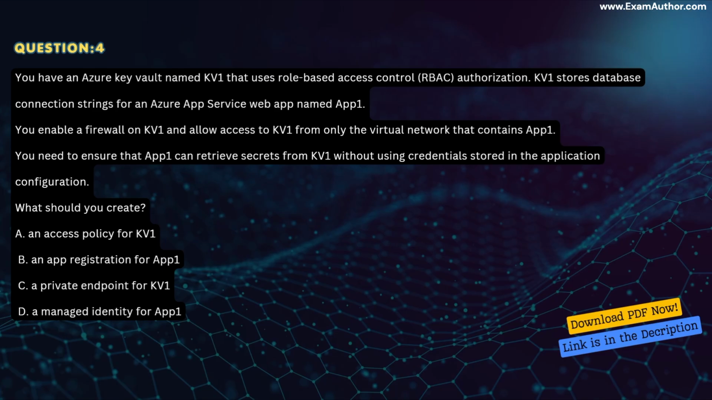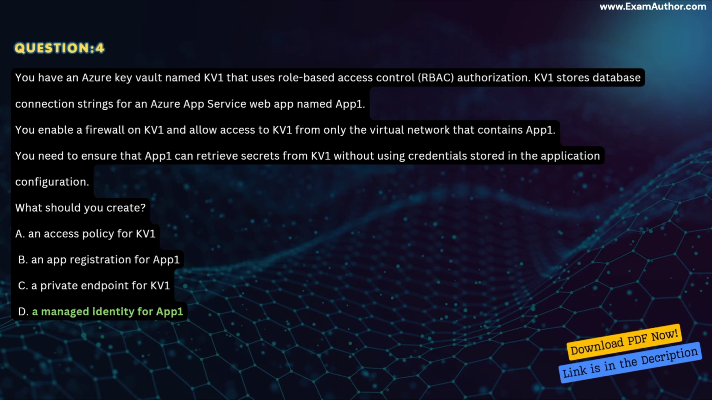What should you create? A. An access policy for KV1. B. An app registration for App1. C. A private endpoint for KV1. D. A managed identity for App1. Correct answer: D. A managed identity for App1.